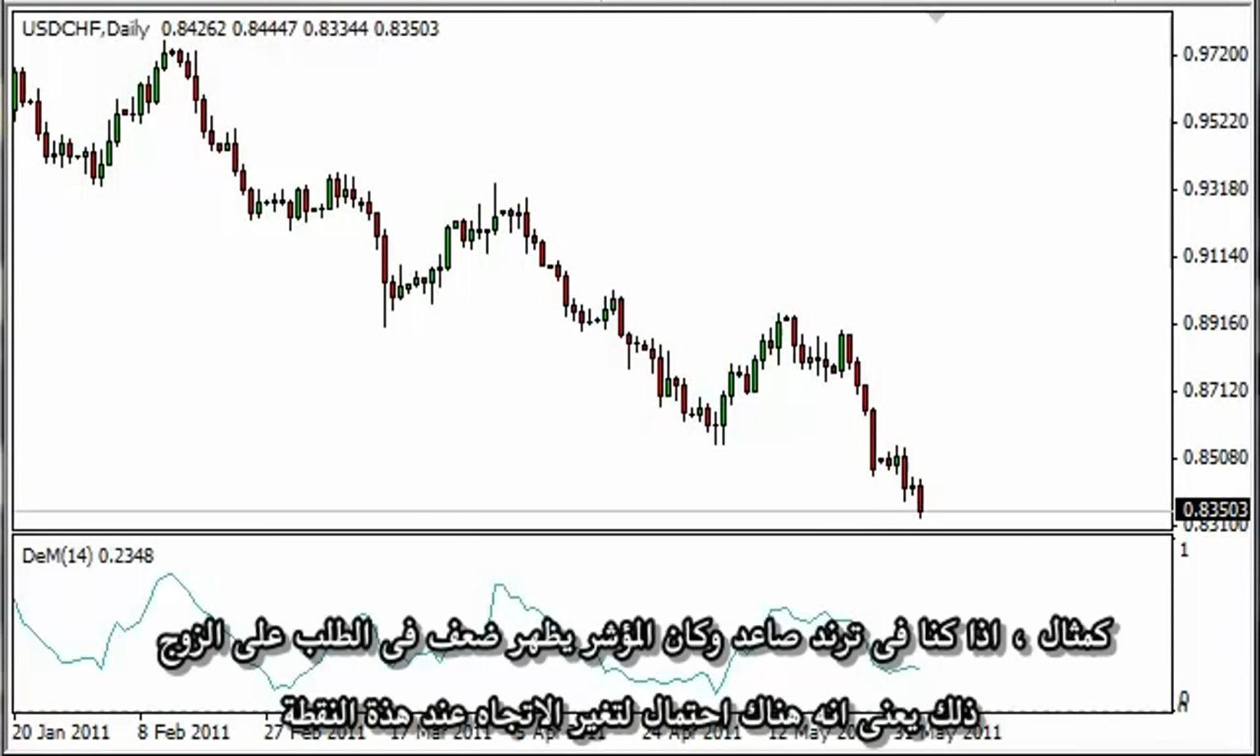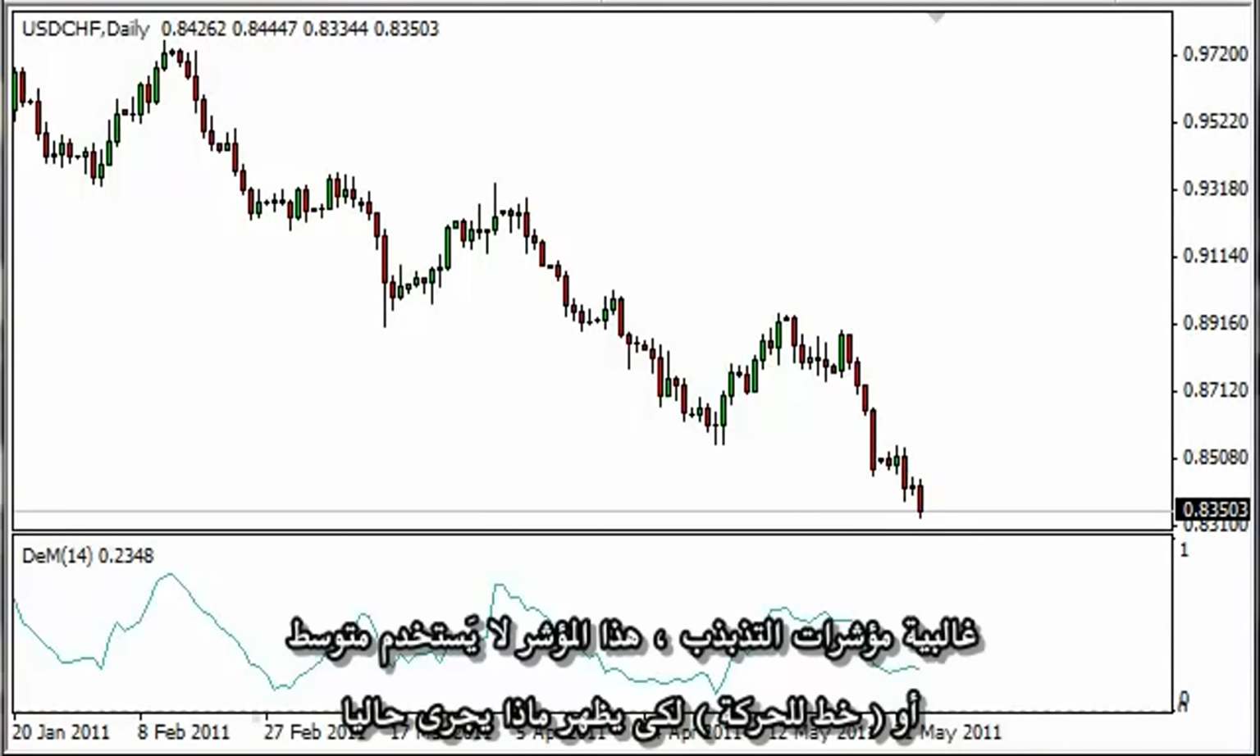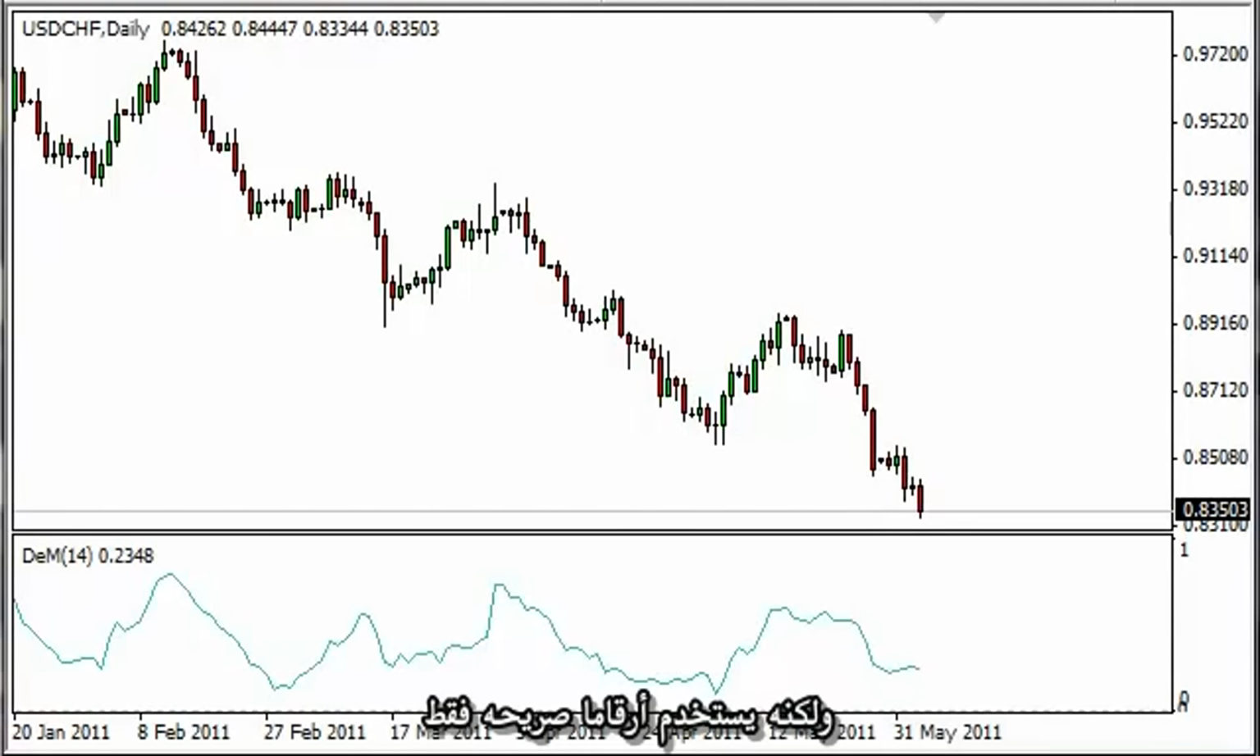For example, if you are in an uptrend and the DeMarker indicator shows that there may not be as much demand, then there's real risk for a trend change at that point in time. The oscillator is normally bound between the 100 and negative 100 levels, and unlike most other oscillators, it doesn't use a smoothed or averaged set of data to show what's going on. It simply uses raw numbers.